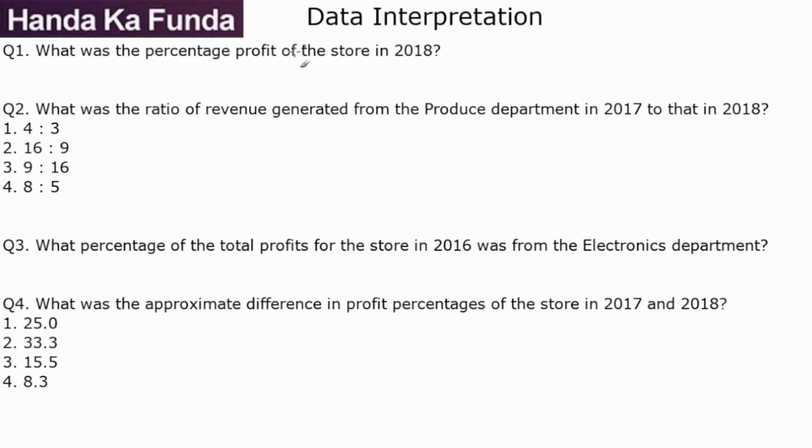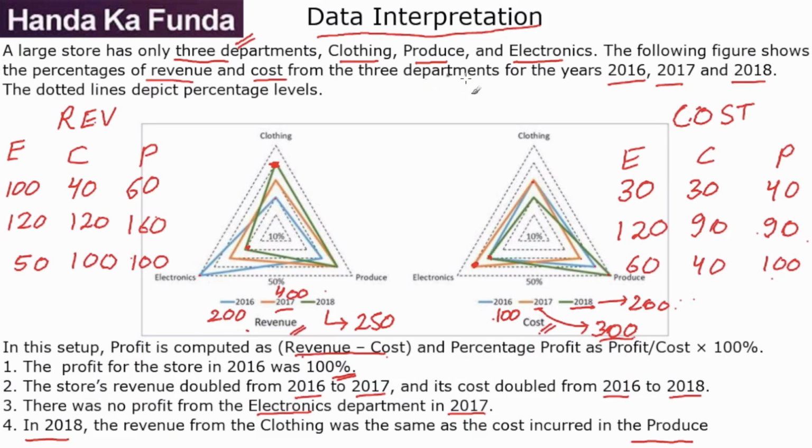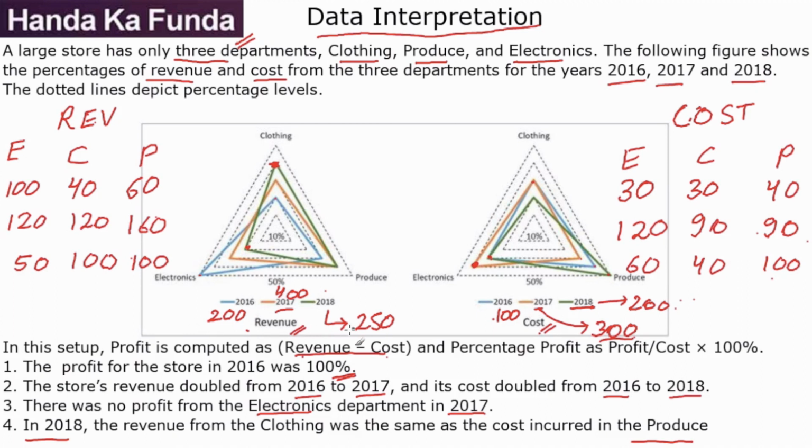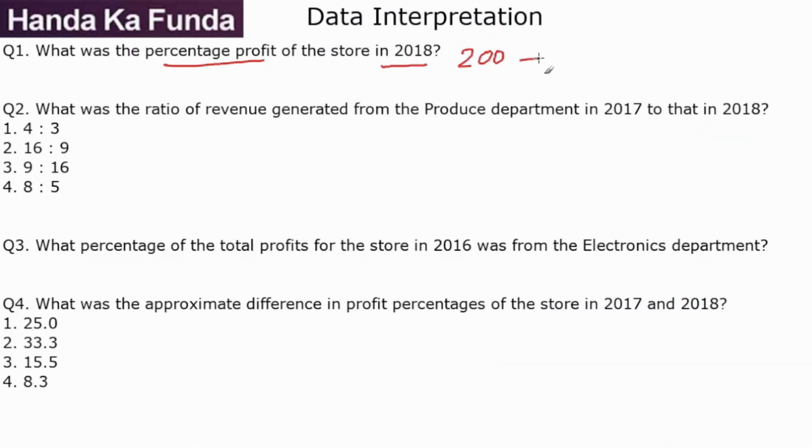Question 1. What was the percentage profit of the store in 2018? In 2018, my cost was 200 and my revenue in 2018 was 250. So I have a profit of 50 on a base of 200, that is 1/4, or my profit is 25%.